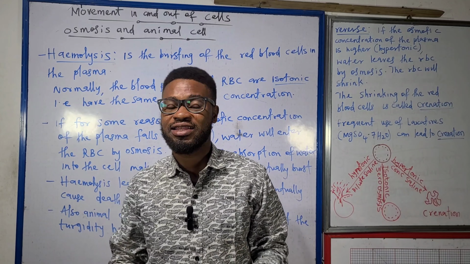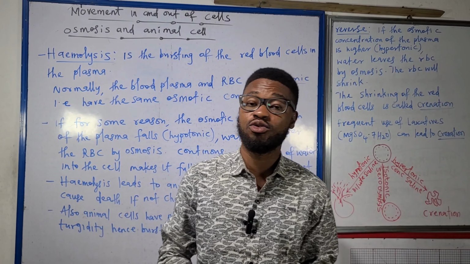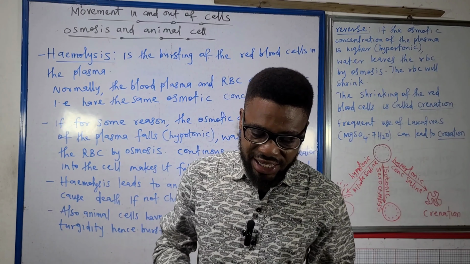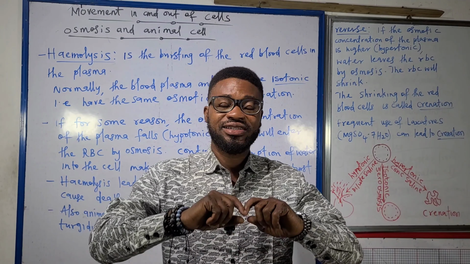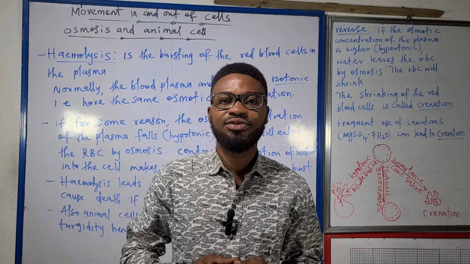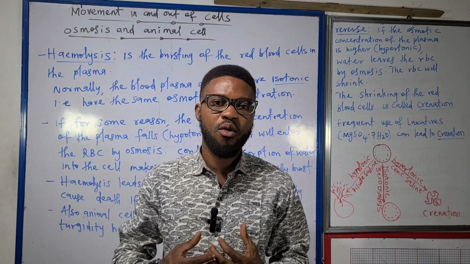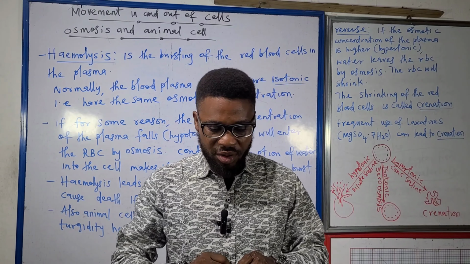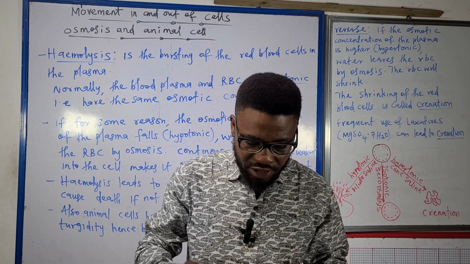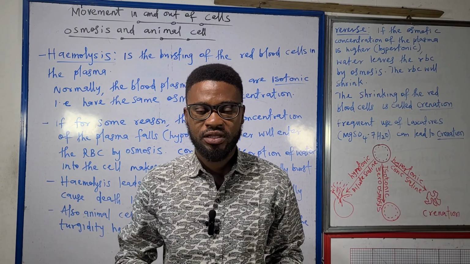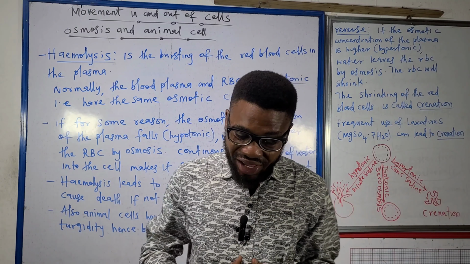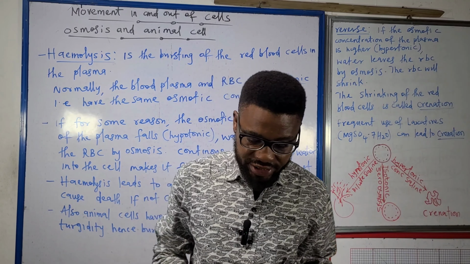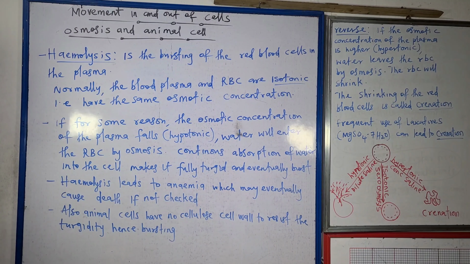But you recall that this is an animal cell, no plant, no cellulose cell wall. So it gets to a stage where the cell membrane cannot tolerate more swelling. So what happens is that the cell membrane eventually bursts. So the cell eventually bursts open because the cell membrane cannot resist the turgidity. Hemolysis is the bursting of the red blood cells in the plasma.